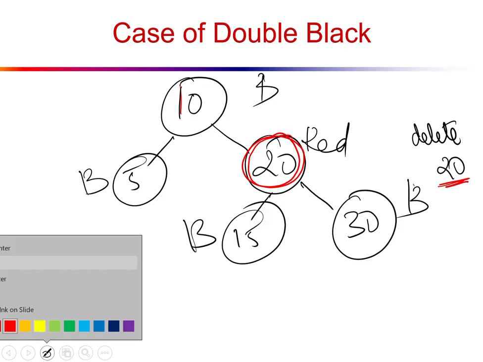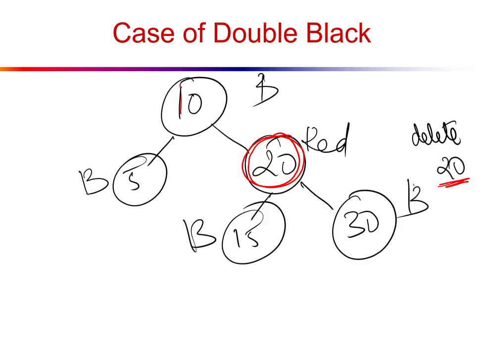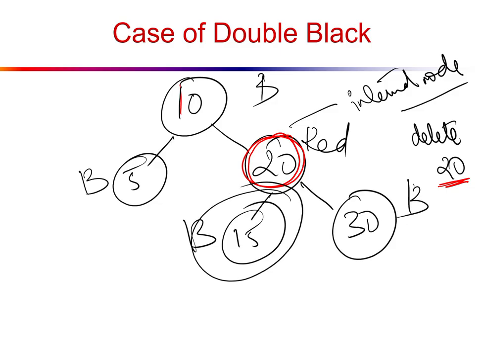Now, what happens, guys? Can I delete 20 with its current location? No, I cannot delete node 20 with its current location. Why? Because right now 20 is an internal node. 20 has two children. At the leftmost position, I have 15. At the rightmost position, I have 30. Both these two are black in color.